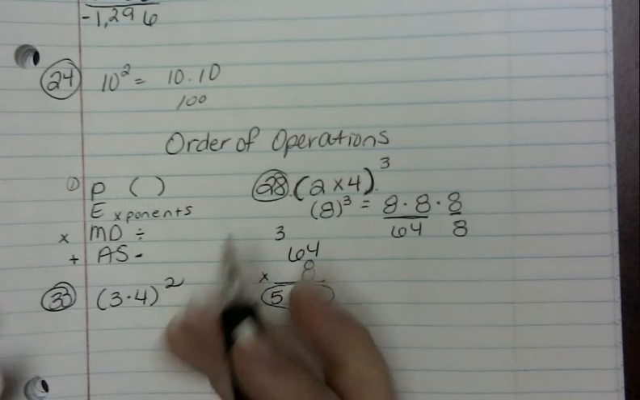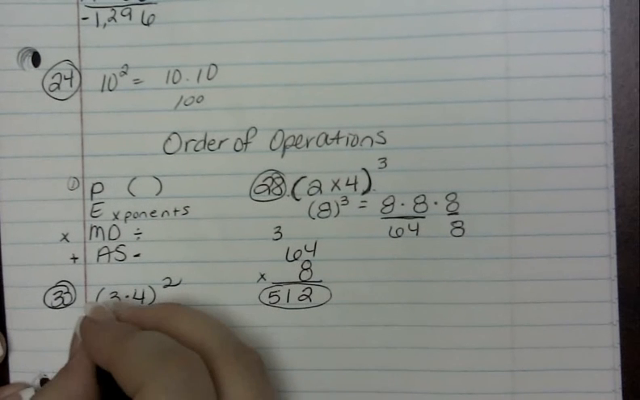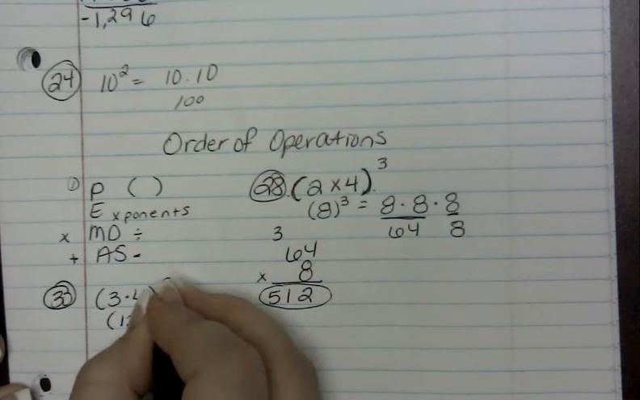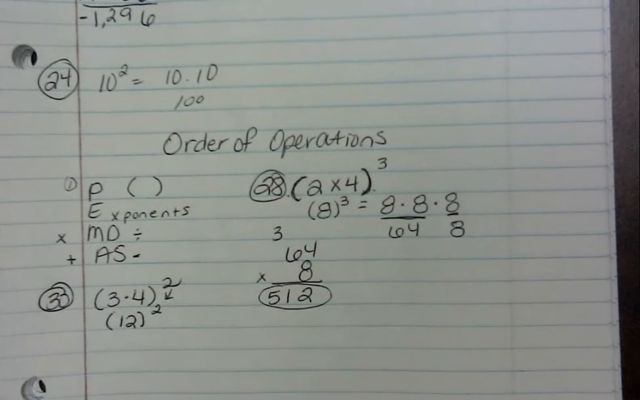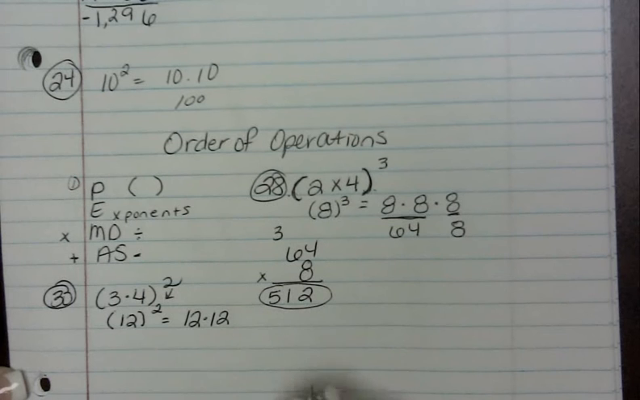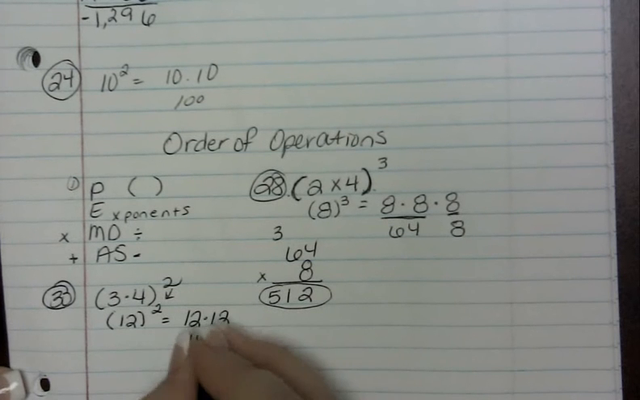So we're going to go ahead and take care of that 3 times 4, which gives us 12, and you just bring that squared down. And then you evaluate 12 squared, which means 12 times 12, which is 144.